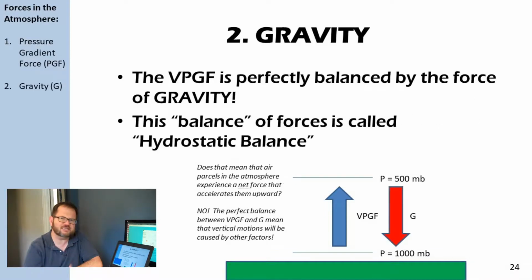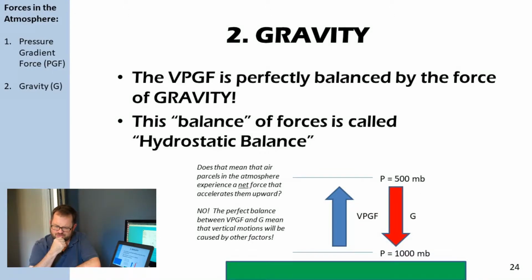Well, then why doesn't the air parcel accelerate upward? Because there's an equal but opposite force pushing the other direction. That's gravity. The force of gravity pulling the air parcel down is exactly the opposite of the pressure gradient force pushing upward. This is a very interesting phenomenon in the Earth's atmosphere, or any atmosphere of any planet or moon, called hydrostatic balance.